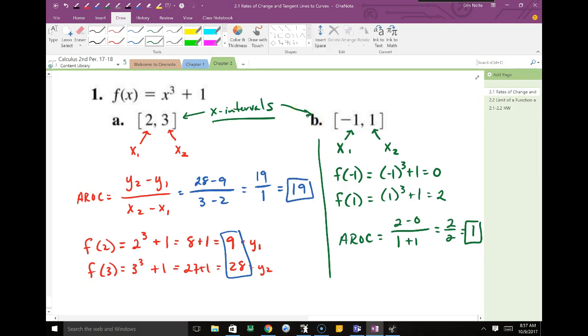All right. So you ready for our limits? I got a question. Shoot. So for number 1, the answer, how would you write when you just write it out like 9 equals y1 and 28 equals y2? Yeah, and then you just say your average rate of change is y2 minus y1 over x2 minus x1.